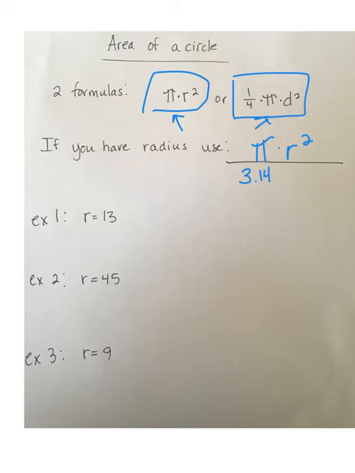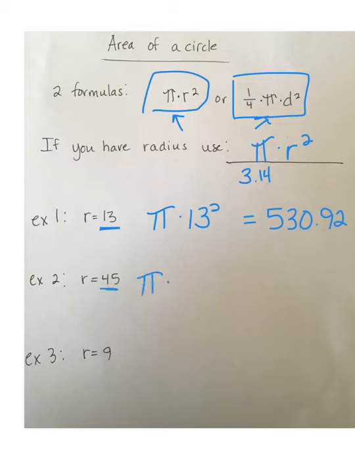Okay, so the first one, the radius is 13. So we're going to do on your calculator pi times the radius, which is 13, squared. You just type that in, pi times 13 squared, and you get 530.92. Next one, same formula, pi times radius squared.